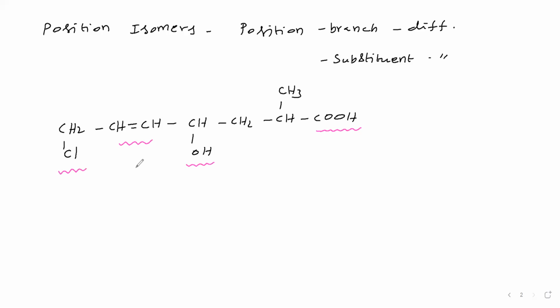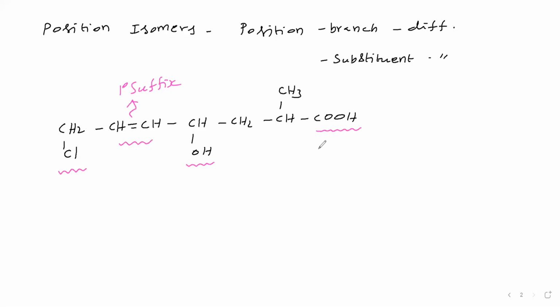In this, the C=C double bond always comes under primary suffix in the IUPAC nomenclature. It will not come under branch anytime. It will come under primary suffix. Then carboxylic acid, OH and Cl are there.